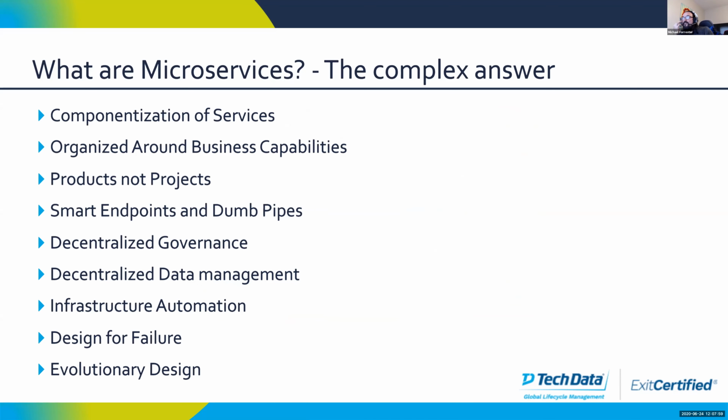So what is the more complex answer? Because Michael, we've talked about a lot of stuff here, right? So the first is really the componentization, or creating division of services. How do we separate things into individual business concerns, and at what level of granularity do we do that?